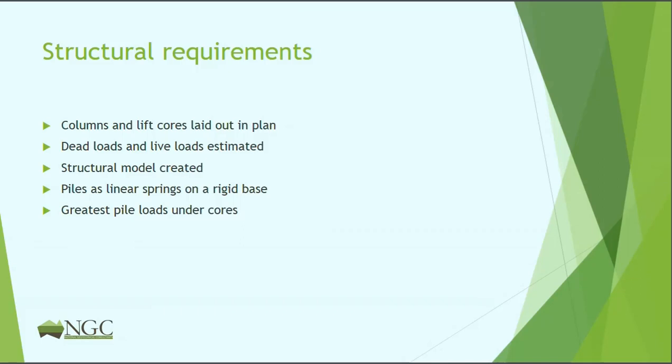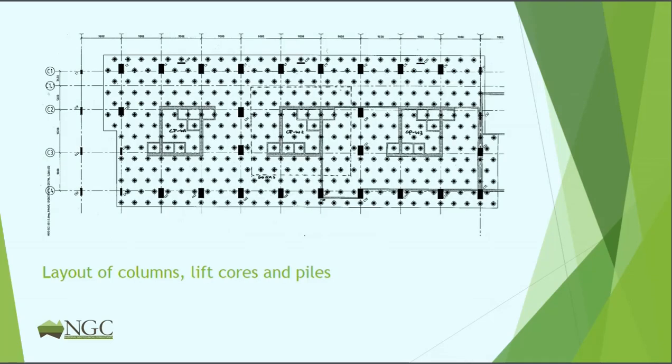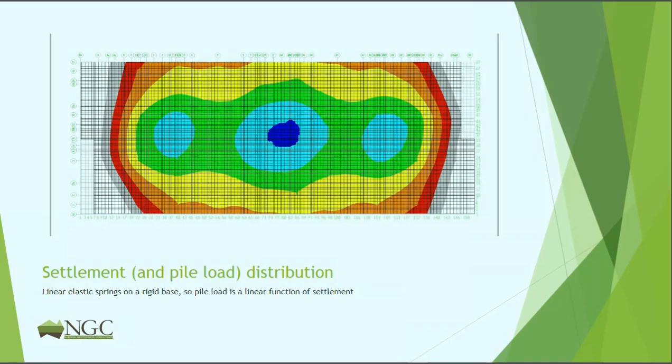The column loads and the lift cores were laid out in plan, and the dead loads and the live loads were estimated. A structural model was created. Again, piles as linear elastic springs on a rigid base. And of course, the greatest pile loads were under the cores. The cores you can see there for the 3 separate towers. Obviously, these are the columns, and the 399 equilaterally spaced piles.